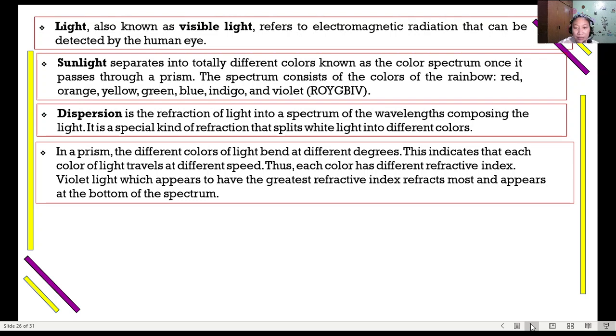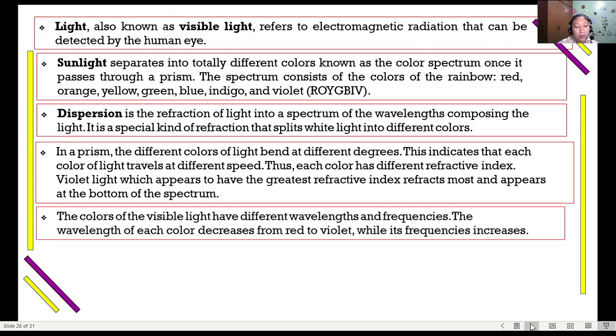Thus, each color has different refractive index. Violet light, which appears to have the greatest refractive index, refracts most and appears at the bottom of the spectrum. Ibig sabihin, siya yung baling-bali, bent the most. While red is the least bent. Kaya siya nasa upper. So, hindi siya masyado nabali. The colors of the visible light have different wavelengths and frequencies. The wavelength of each color decreases from red to violet while its frequency increases. So, yun yung relationship nila.